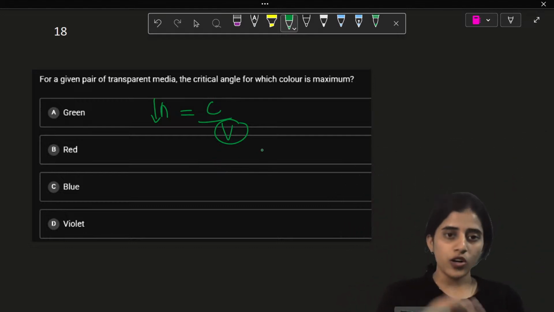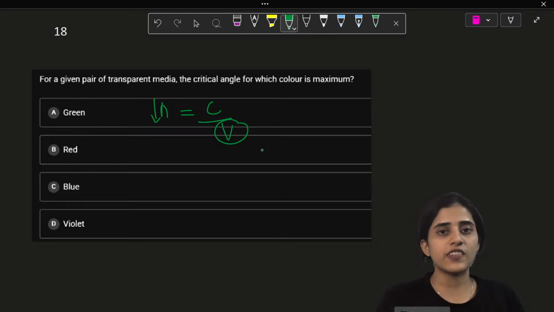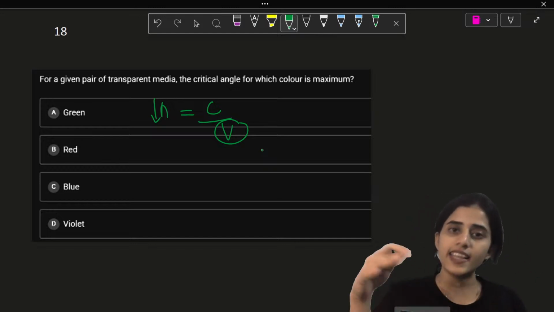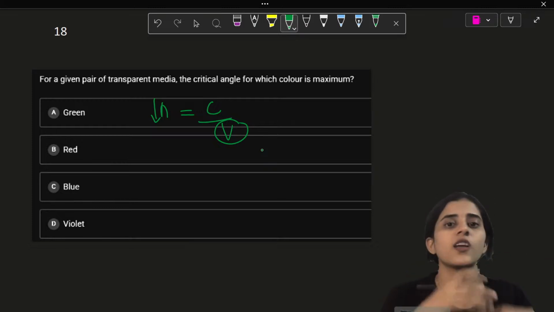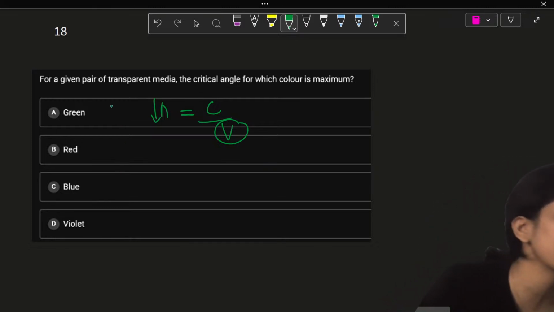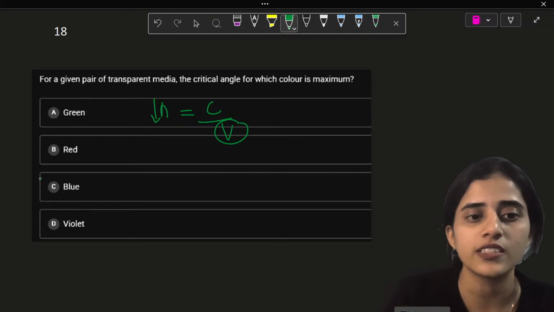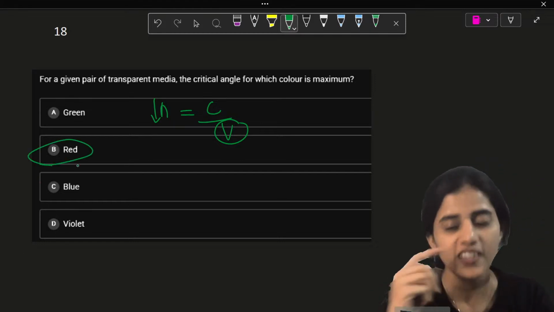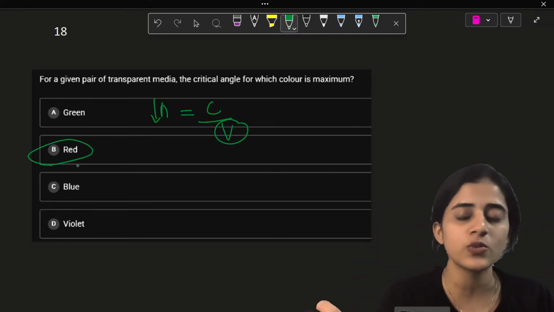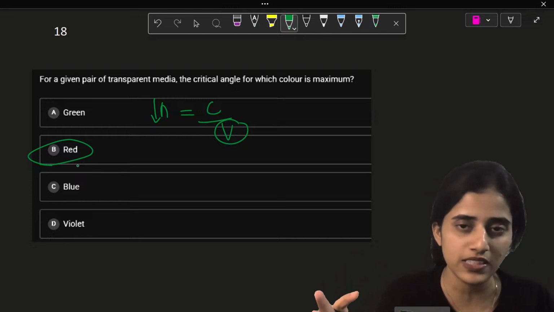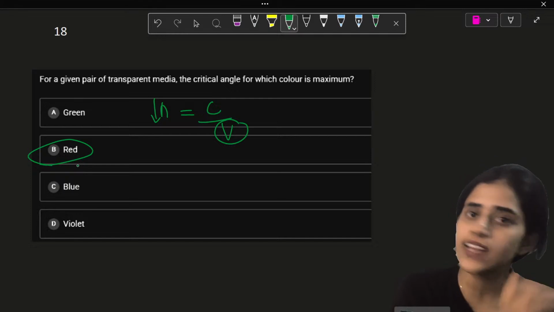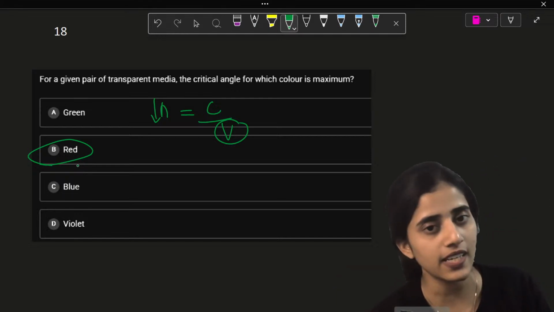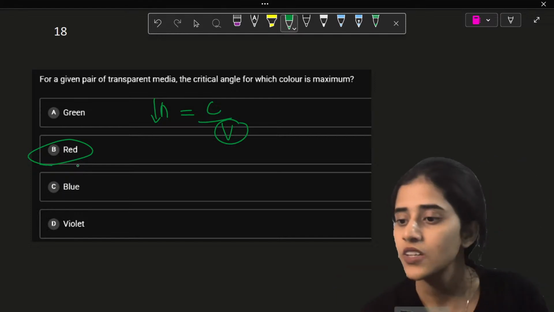So what is the use of refractive index? The change in refractive index makes light bend. But when refractive index change is very small, bending is small. When bending is small, critical angle is maximum. So it is definitely red. So long wavelengths do not interact with the material. They go very fast through the material. So speed is high, refractive index is less. Refractive index is less, bending is less, bending is less, critical angle is maximum.